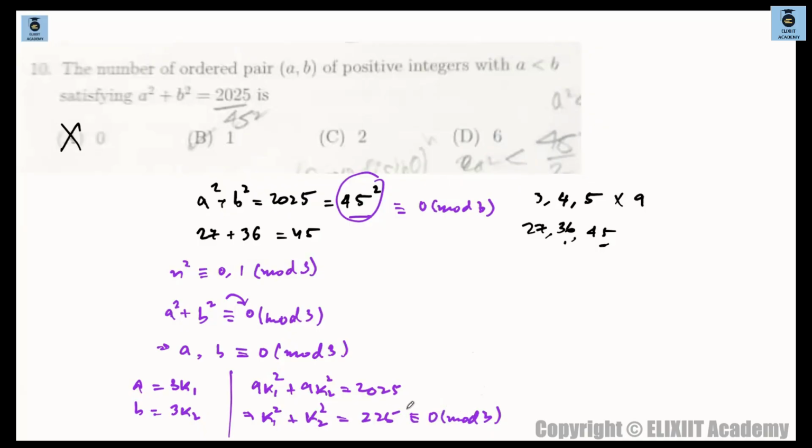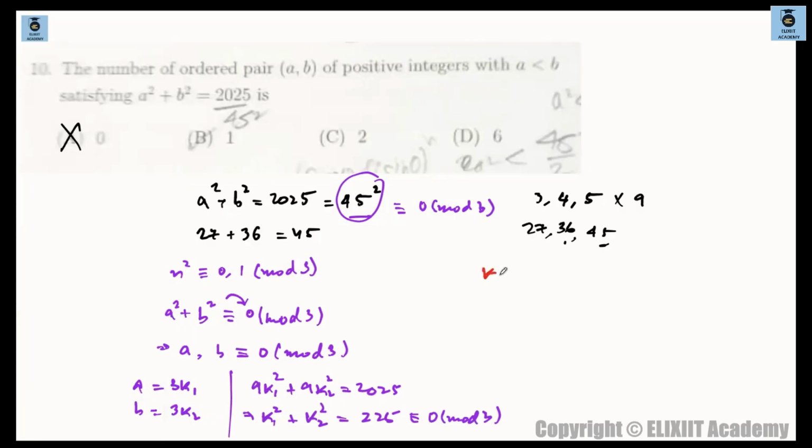So once again, by similar logic, k1 and k2 are multiples of 3. By the similar logic, k1 and k2 will be congruent to 0 modulo 3. And so definitely k1 and k2 are multiples of 3.